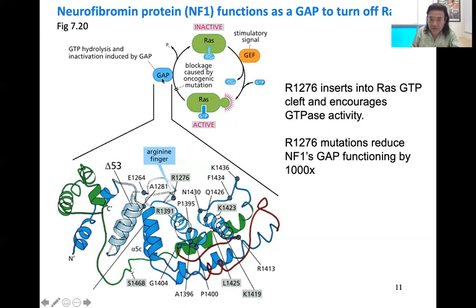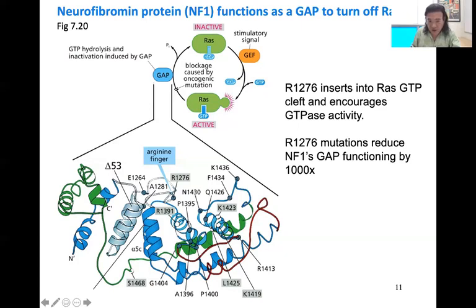So GAP proteins encourage RAS to just go ahead. You know, hey, stop this whole oncogenic signaling thing. Go ahead and do your job, which is to actually cleave the GTP, right? So GAPs stimulate the GTPase activity of RAS.